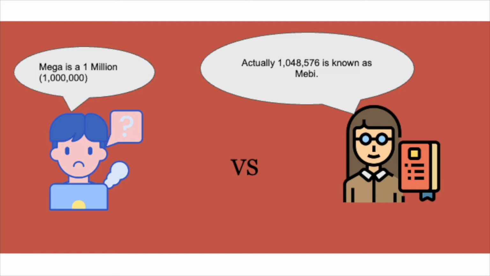So our amateur says, well, I still think mega is 1 million bytes. And the expert then says, well, actually, it's 1,048,576 bytes, which is also known as a mebibyte. So they're slightly different. Even though for small amounts it's not a big difference, when you equate all these megabytes into bigger numbers, it can add up to a sizable sum.